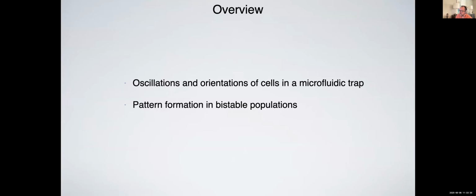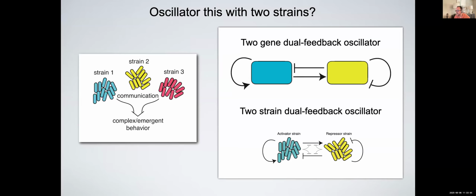The motivating question that's been driving our research for the last five or six years is the following. How do you get different strains of bacteria to communicate and exhibit complex emergent behaviors that you cannot understand if you look at the individual strains on their own? By strains here, I mean they're all going to be E. coli.